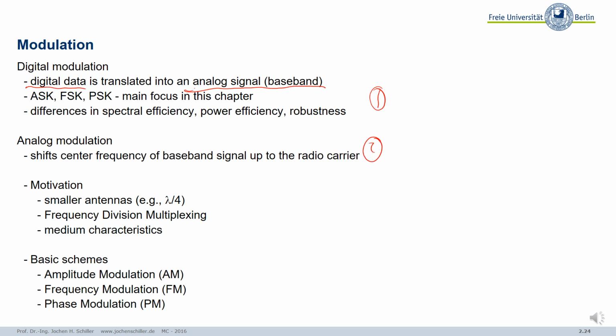And we also learned that the antenna size depends on the wavelength. So transmitting a baseband signal requires huge antennas. So this is why we shift it to higher frequencies. And we have this lambda half, lambda fourth, depending on the type of antenna. So we can have much smaller antennas. Frequency division multiplexing plus medium characteristics.